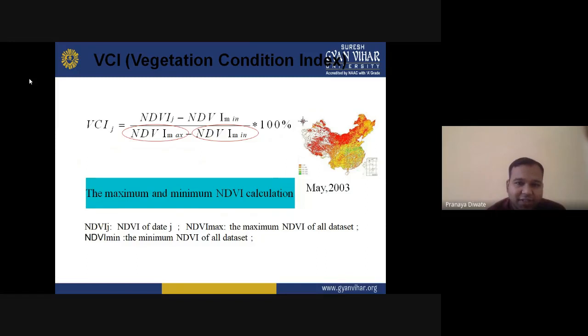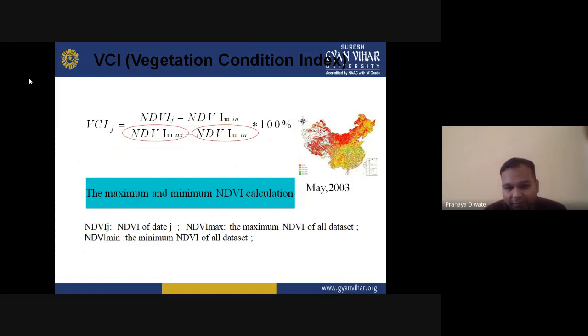What is the VCI? VCI is the vegetation condition index. Any area having good or bad rainfall can be reflected by its vegetation pattern. If there is a good amount of rainfall, vegetation is good. If the rainfall is bad, vegetation is not good. There is a simple, direct relationship between vegetation and the rainfall pattern of that particular area.